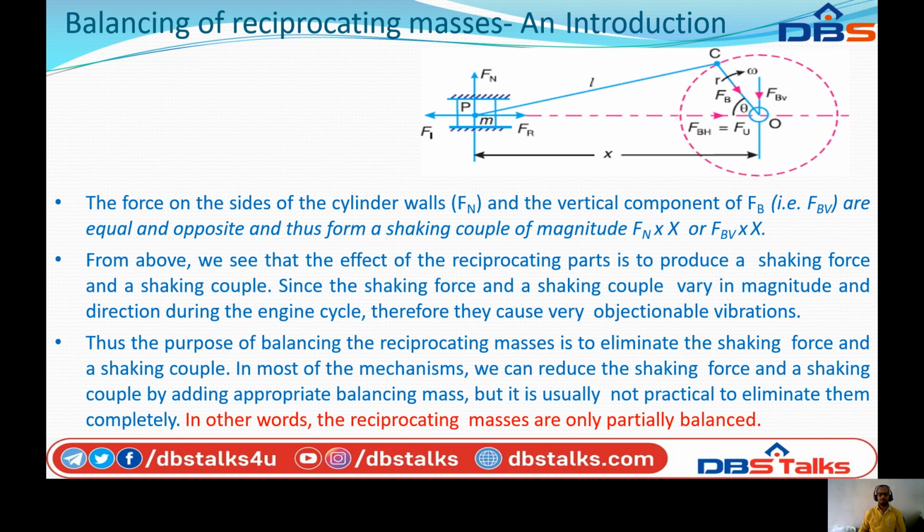From the above, we can see that the effect of reciprocating parts is to produce a shaking force, and then a shaking couple will arise. Since this shaking force and shaking couple vary in magnitude and direction during the engine cycle, they cause very objectionable vibrations. Thus, for the purpose of balancing the reciprocating masses, the shaking force and shaking couple are to be eliminated. In the movement of the mechanism, we can reduce the shaking force and the shaking couple by adding appropriate balancing masses, but it is usually not practical to eliminate the vibrations completely. In other words, the reciprocating masses are only partially balanced.